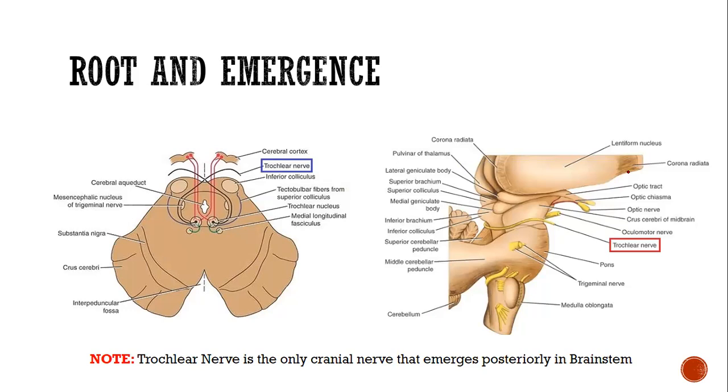It's the only nerve that emerges from the posterior aspect of the midbrain, and it is also the only nerve that crosses over. As you can clearly see here, the moment the nerve emerges, it crosses to the other side, like this. So this is important: the trochlear nerve is the only nerve that crosses over, and it is the only cranial nerve that emerges from the posterior aspect of the brainstem.